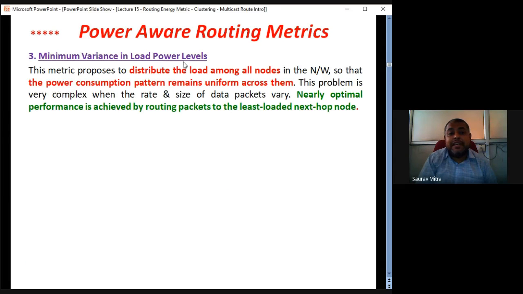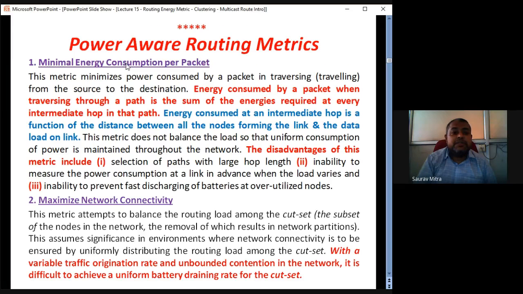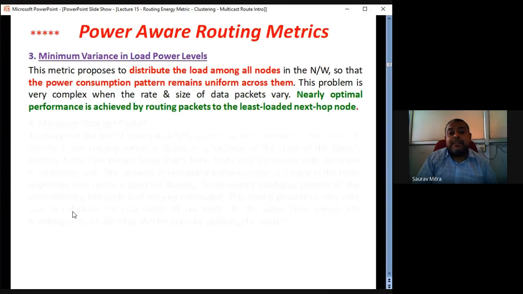The third point is minimum variance in load power level. Minimum variance means the variance of work should be as small as possible among all the nodes. Variance means variation, and variation should be less. That means all the nodes should be doing an equal amount of work throughout the session. So if variance is less, the load is balanced. In that case, there will be minimal energy consumption per packet, and there will be maximized network connectivity.